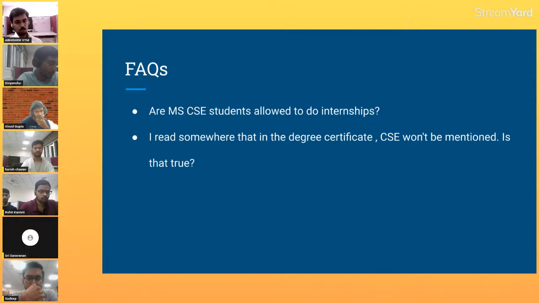Apart from that, there is one more difference: MTechs can apply for internships as soon as they are admitted, but for MS you will be applying the next year. The internships are done as usual in the summer break, around June and July. So yes, in the MS program as well, internships are allowed.